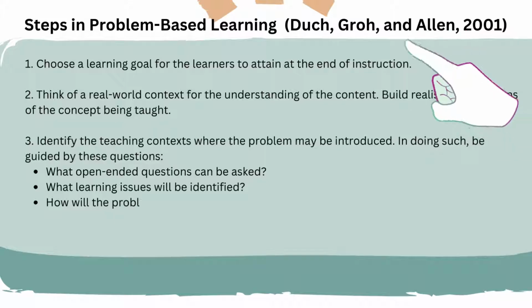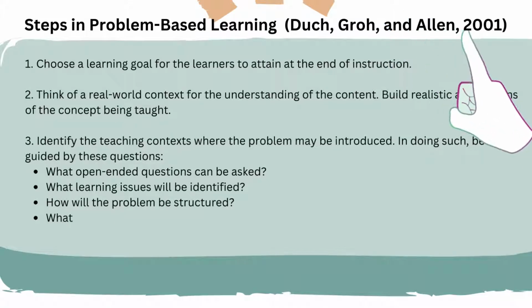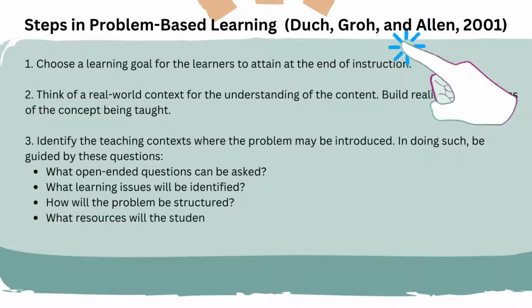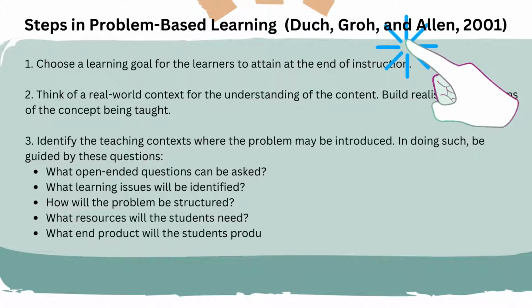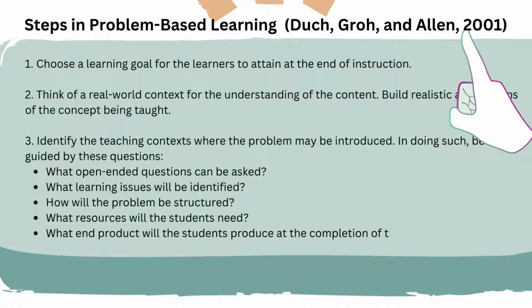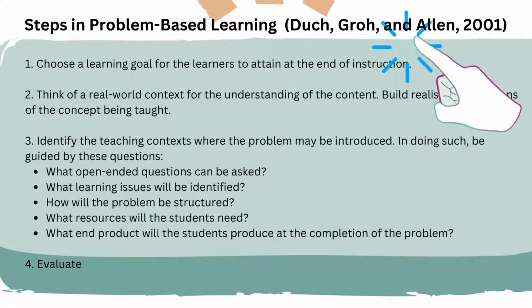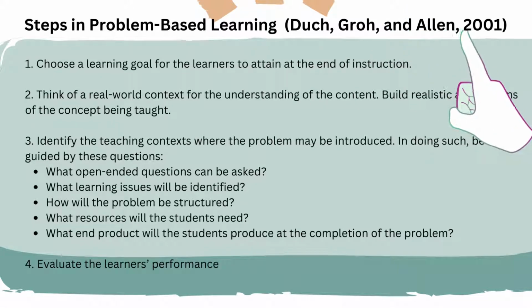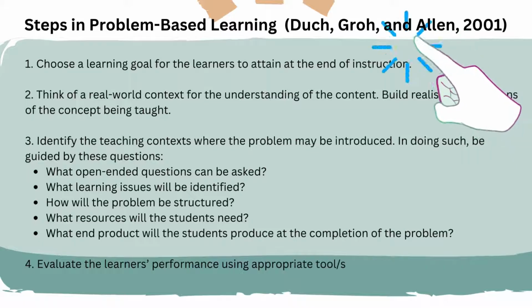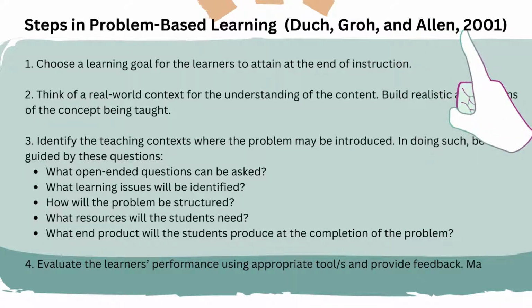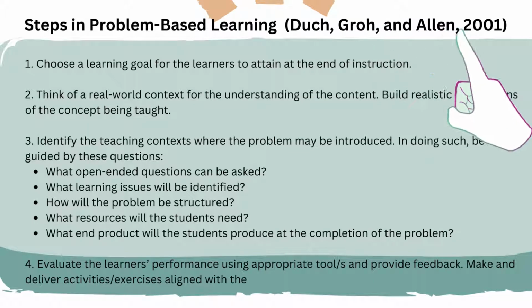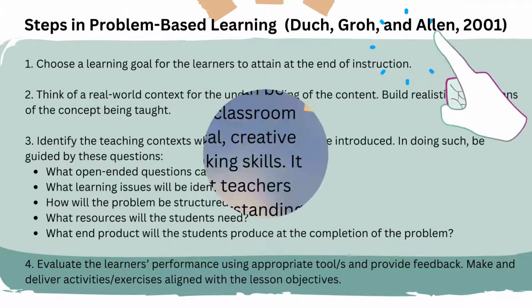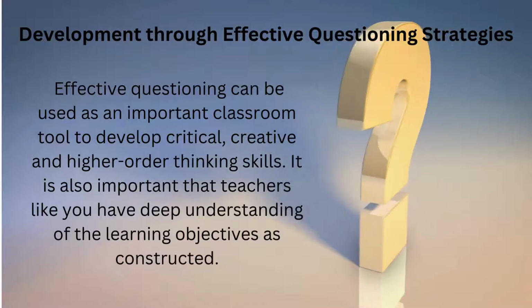A. What open-ended questions can be asked? B. What learning issues will be identified? C. How will the problem be structured? D. What resources will the students need? E. What end product will the students produce at the completion of the problem? 4. Evaluate the learner's performance using appropriate tools and provide feedback. Make and deliver activities and exercises aligned with the lesson objectives. Development through effective questioning strategies.